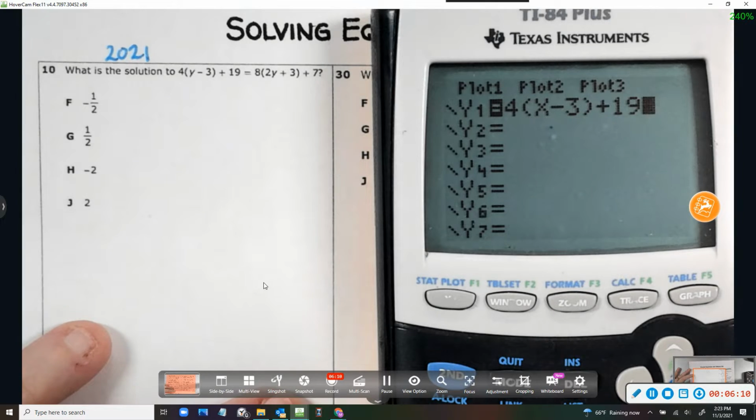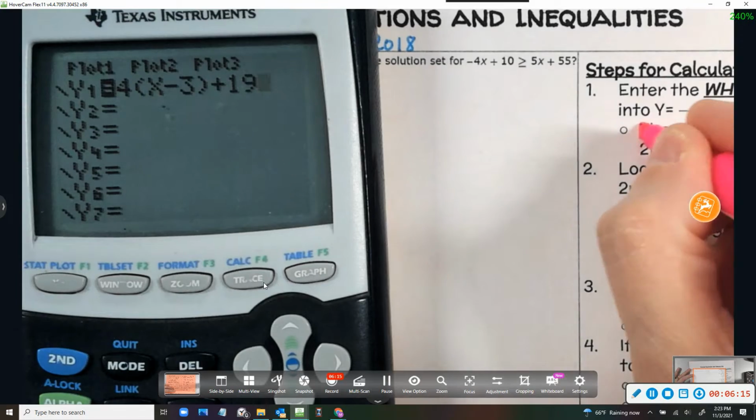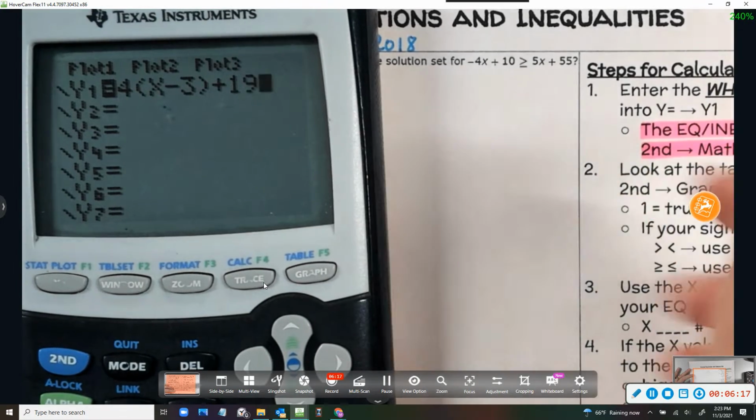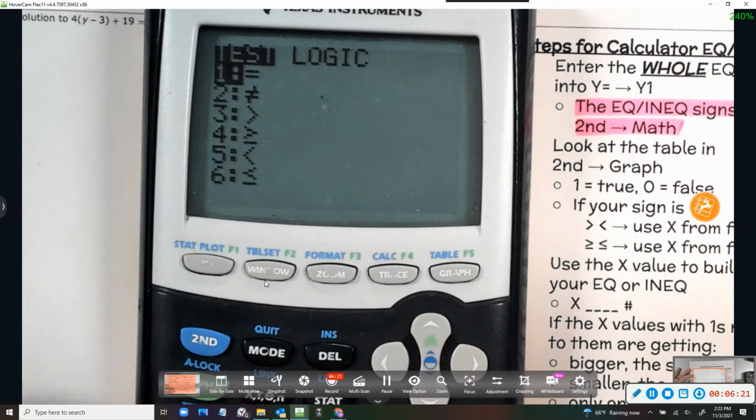But what about the equal sign? Well, I'm so glad you asked. The equation or inequality signs are in second math. So what we're going to do is hit second math and look. The equal sign, the not equal sign, the inequality signs, they're all in there.